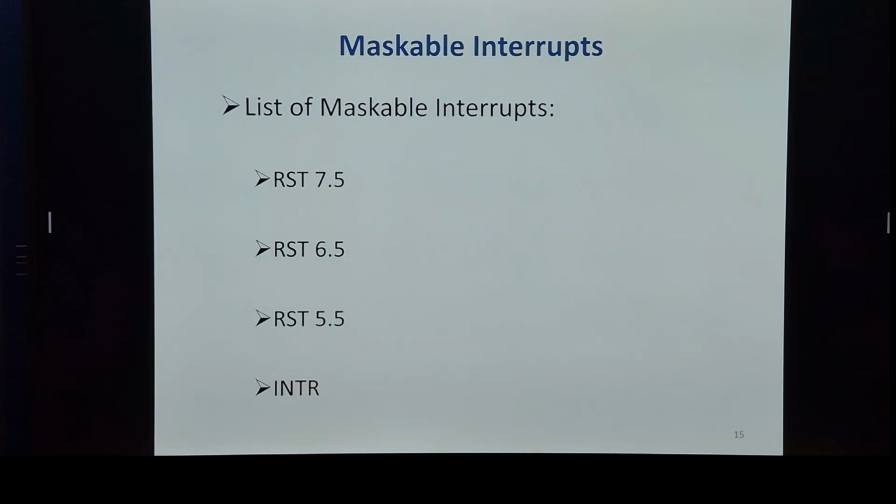What are the maskable interrupts in the 8085 microprocessor? RST 7.5, RST 6.5, RST 5.5 and INTR. These 4 interrupts are maskable. That means we can enable or disable them depending upon the requirement, and if the microprocessor is performing an important task, it can disable these 4 interrupts, except TRAP.